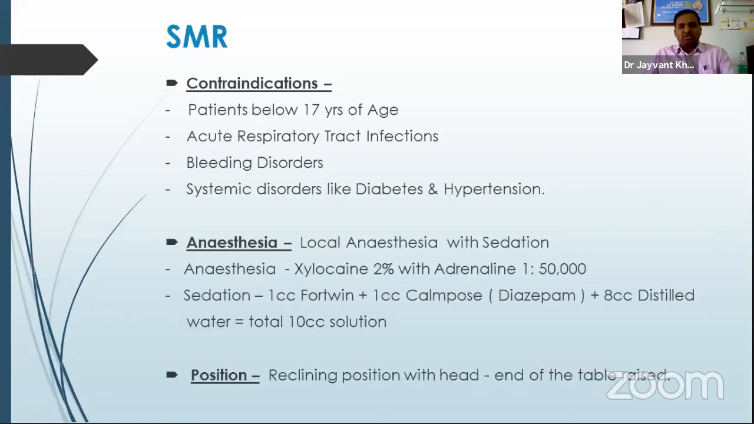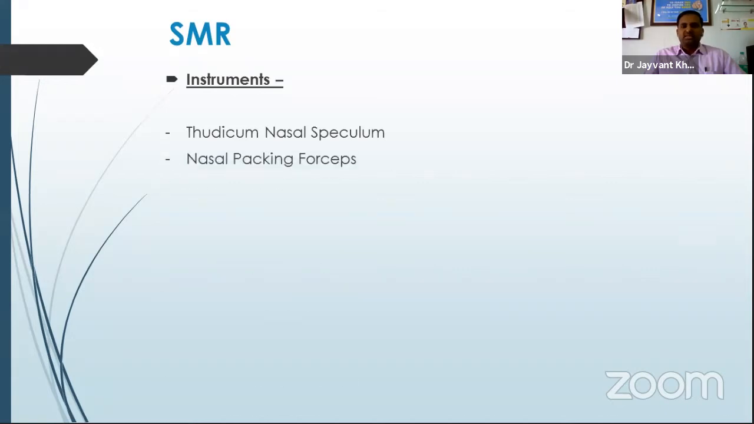Okay. Then position: reclining position with the head end of the table raised. Then instruments. Which are the instruments used in the submucosal resection? First, Thudicum nasal speculum is used for anterior nasal packing before the procedure. Nasal packing forceps is used for nasal packing. Then scalpel with Bard-Parker handle with surgical blade number 15.